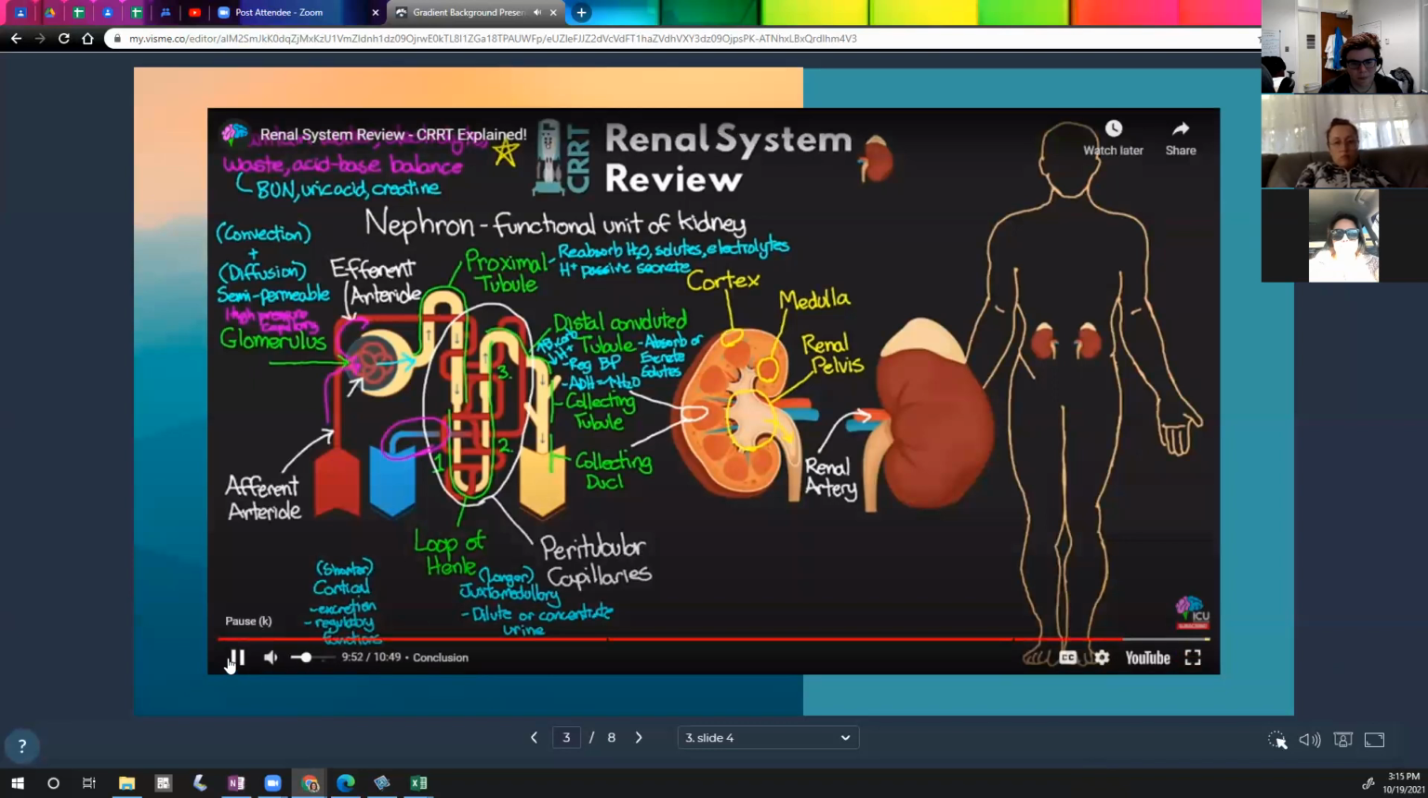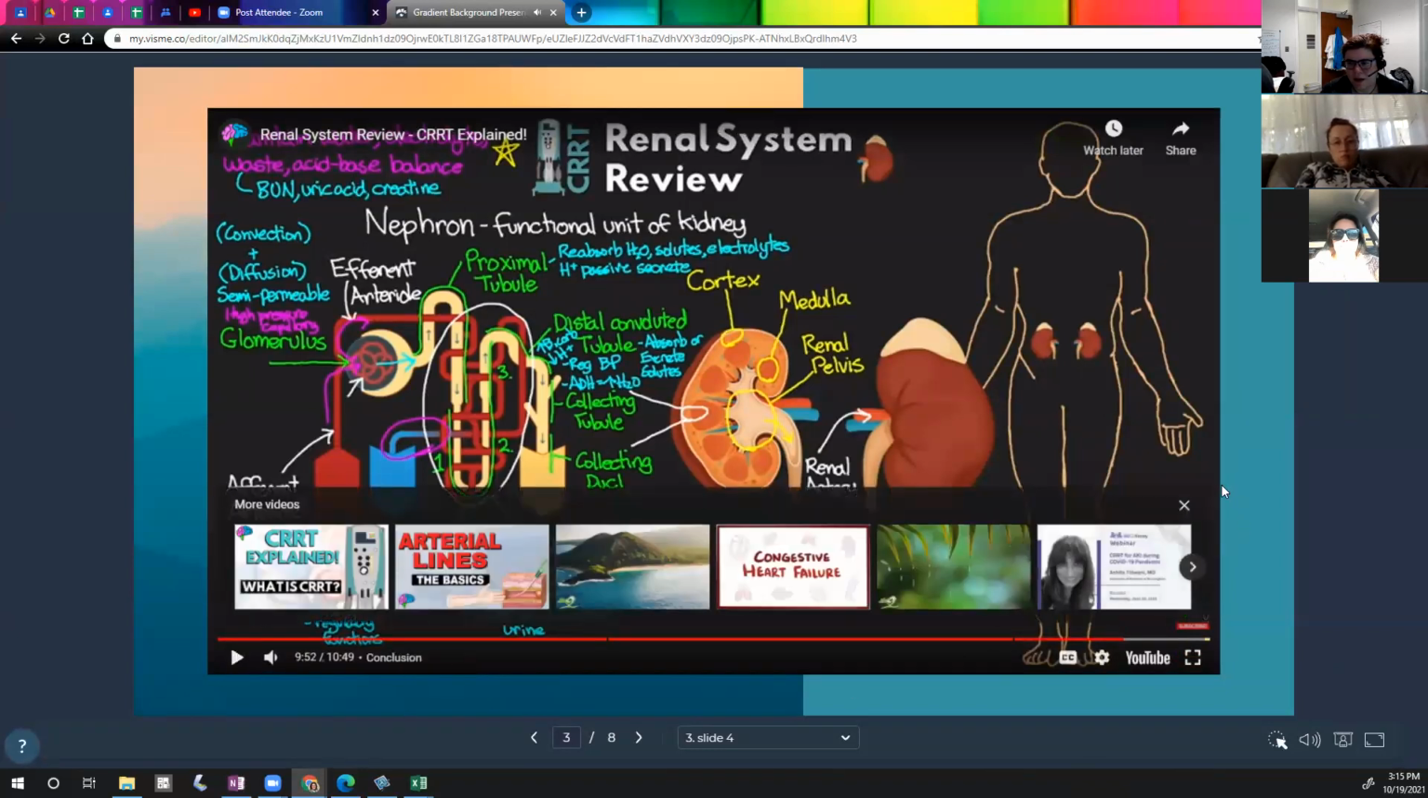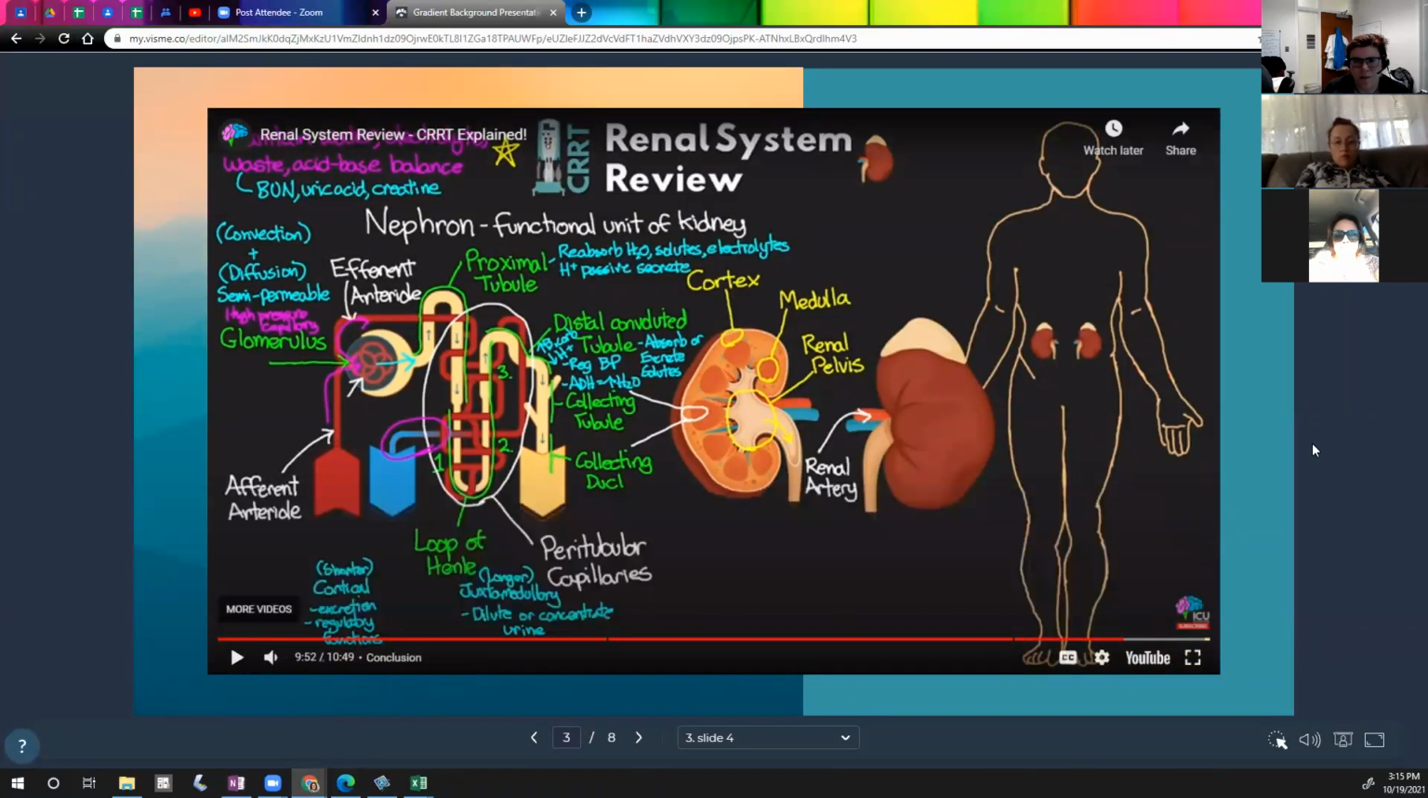Like I said, we're going to apply this in. So I like having this kind of overall review before we talk about electrolytes and osmolality specifically. So I'm going to move us along here.